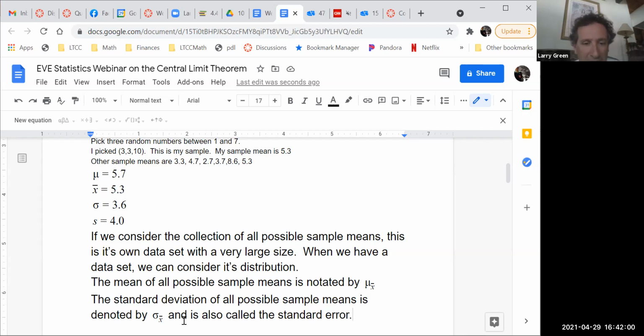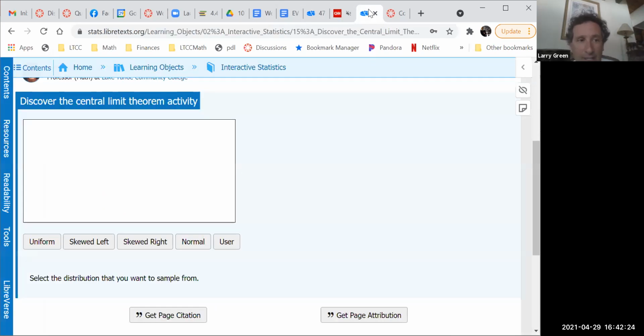Any questions about this? Because whenever you have a data set, there's going to be a mean and a standard deviation. Any questions? Okay, now we're going to explore. So there's a mean, there's a standard deviation, and then there's a shape of the distribution. The shape of the distribution, I'm going to do some exploring. So I actually programmed an exploration, a discover the central limit theorem activity.